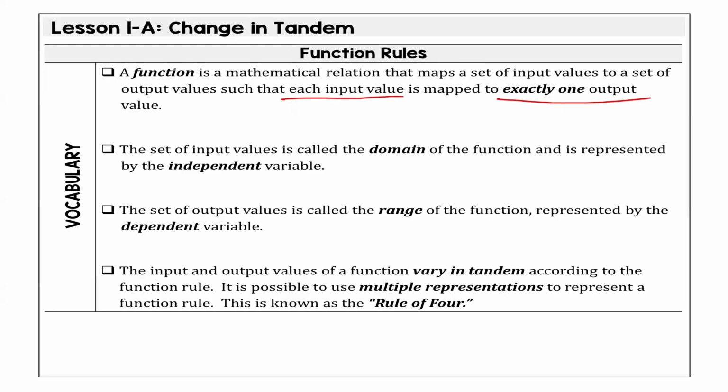That's because not everything is an x and not everything is a y, but everything is defined as an input and an output. That's the only difference. It's still the same thing. We're just not using x's and y's. Does that make sense? All right, next. The set of input values is called your domain of the function and is represented by the independent variable.